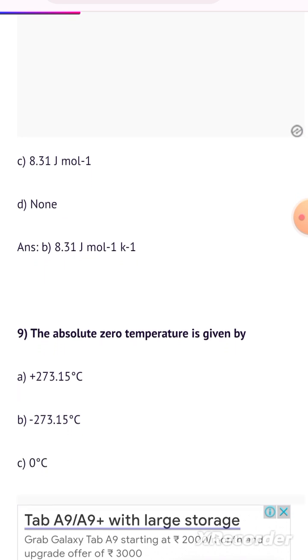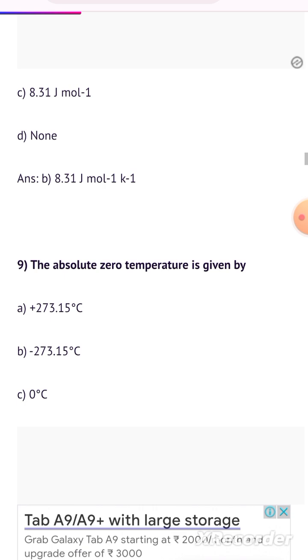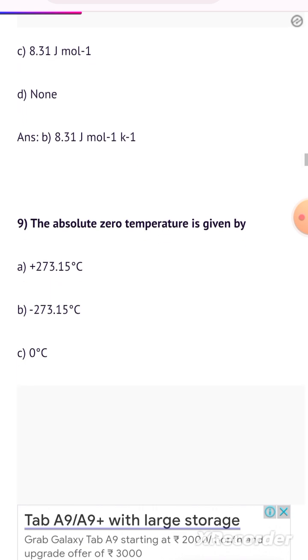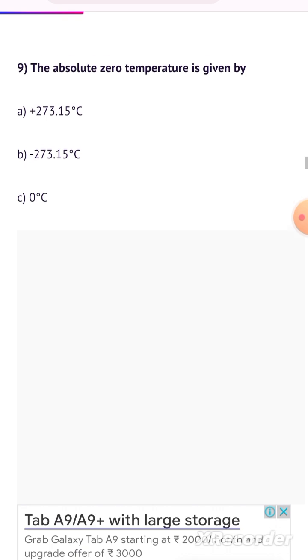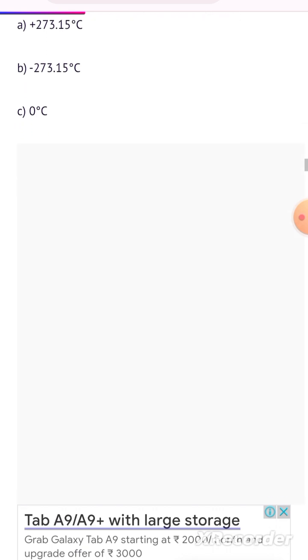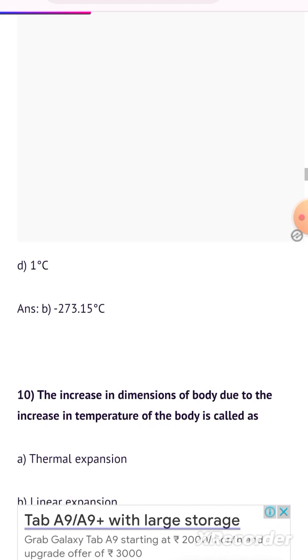Absolute zero temperature is given by. So absolute zero temperature is in Kelvin scale. We usually discuss this in physics and chemistry. So it is minus 273.15 degrees Celsius. All right. Then we have question number 10.